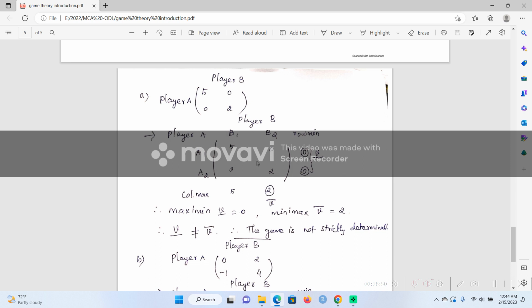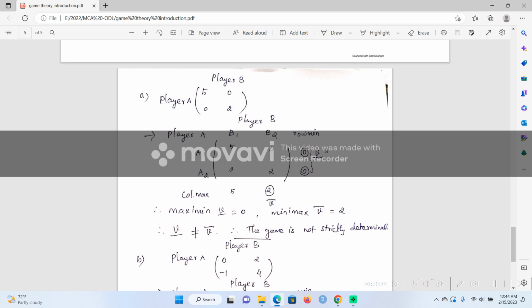Similarly, if B adopts the B2 strategy, then A will receive 0 rupees or 2 rupees. So obviously A wishes to maximize his gain, so he is going to adopt the A2 strategy only. So in this column our maximum value will be 2.